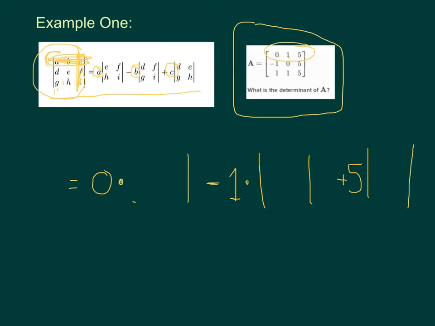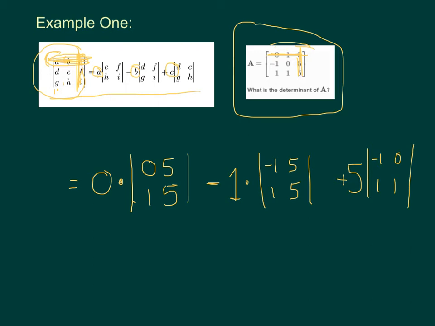So the first one comes from, remember, crossing out the top row, crossing out the first column because we're using the 0. So I have 0, 5, 1, 5. The next one, I'm again crossing out the top row, because the 1's in there, and then I'm going to cross out the second column. So -1, 5, 1, 5. All right. And the last one, cross out the top row and last column, I have -1, 0, 1, 1. And now I just need to calculate each of these individually.